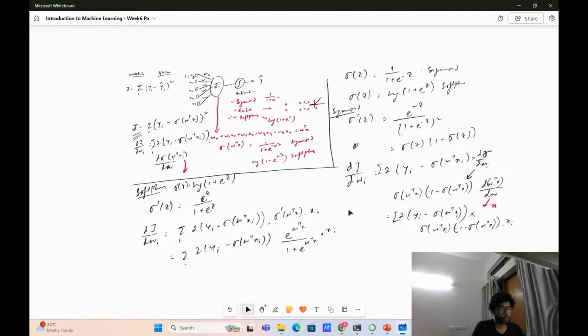So I have shown two ways. You should go and practice the derivative for other activation functions. Is that clear till now?